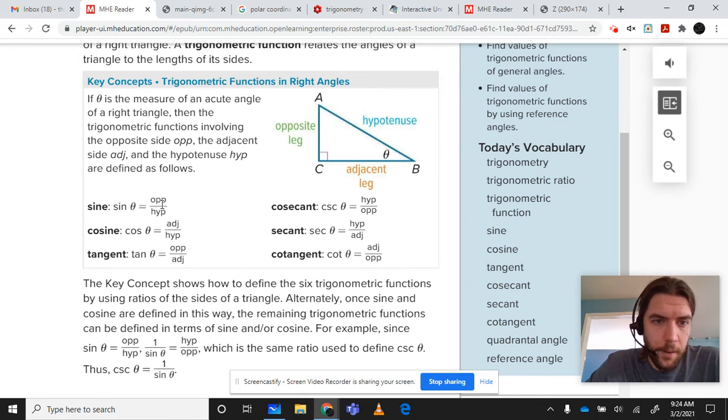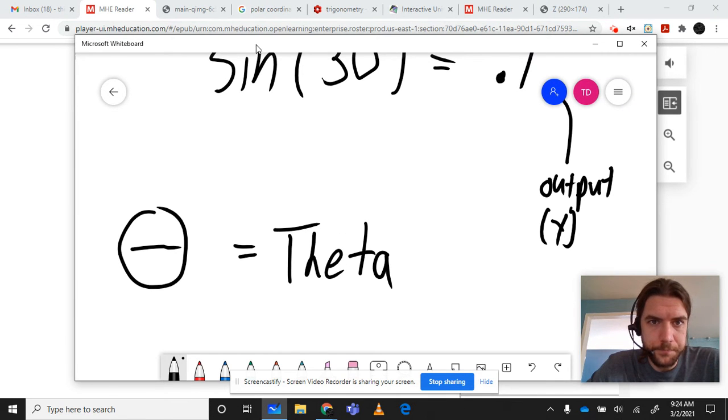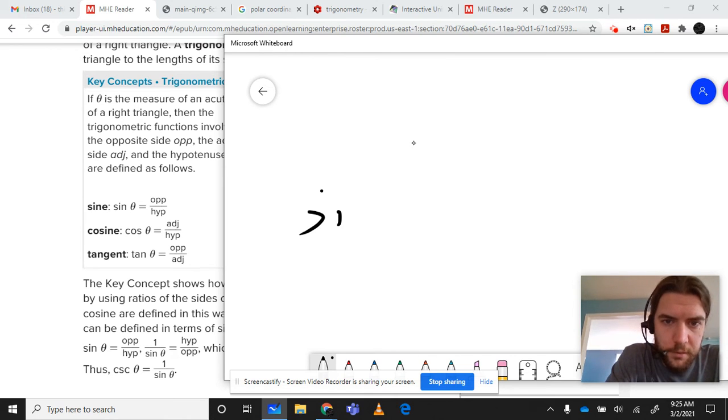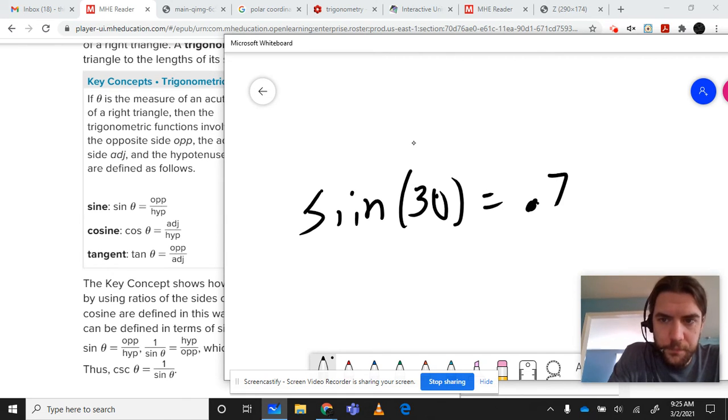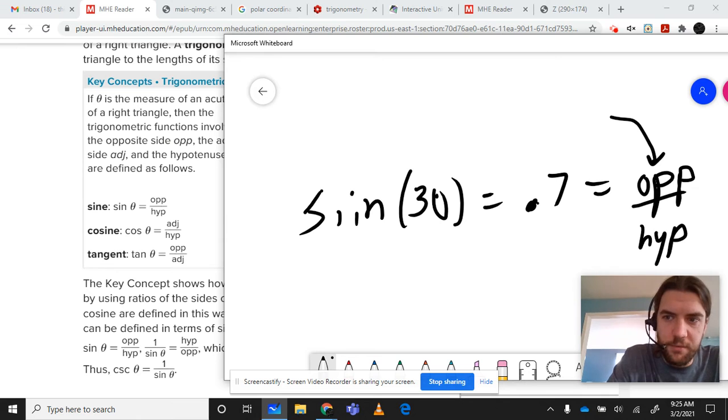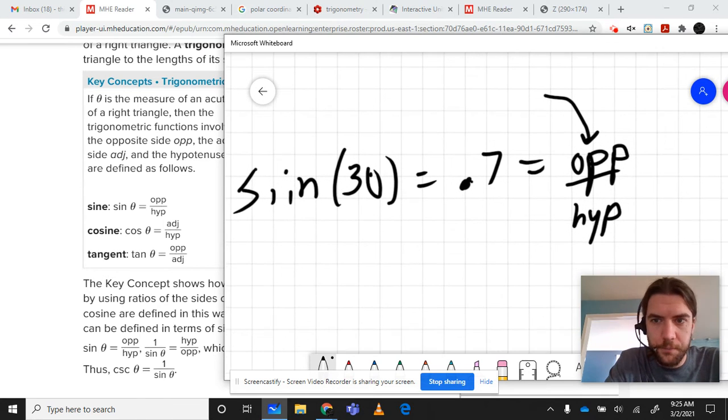So if I look at opposite over hypotenuse, that was where, for example, I would say that the sine of 30 degrees equals about 0.7. That's telling me that the ratio of my opposite to my hypotenuse is 0.7, which means that this side is about 70% as big as the hypotenuse.